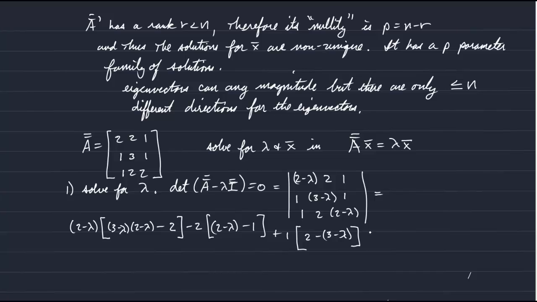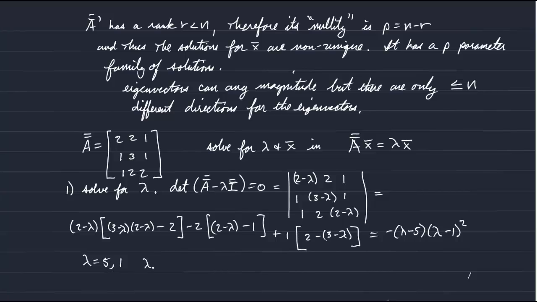And that gives the equation of lambda minus 5 times lambda minus 1 squared. So that's, again, a third order polynomial. And when we write the polynomial like this, we see that lambda is equal to 5 and 1. And we should have 3 different roots.